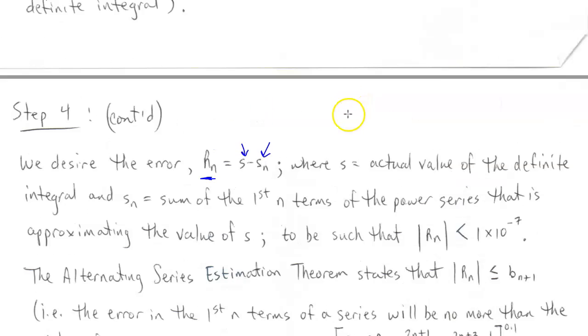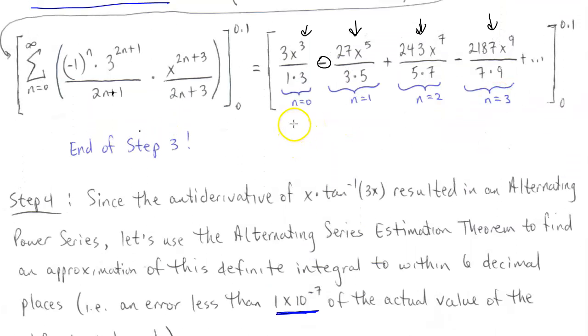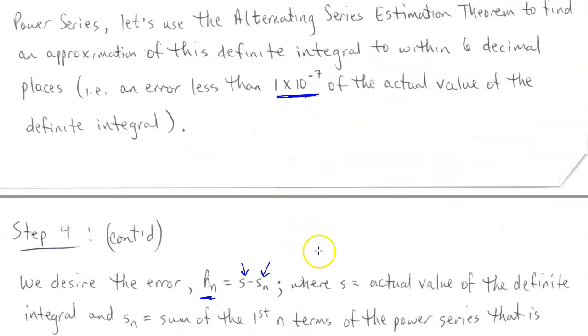So kind of going back up here to make my point, S of n would be, if we use the first n terms here and evaluated this particular answer here by using our limits of integration, this is what S sub n would be. Whereas S would be if we listed out all of the infinite number of terms here and then tried to evaluate using the limits of integration.